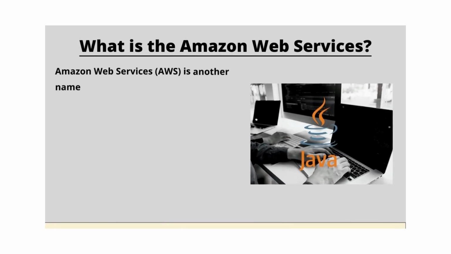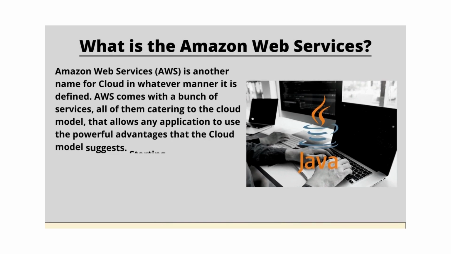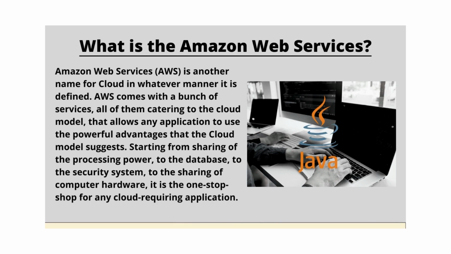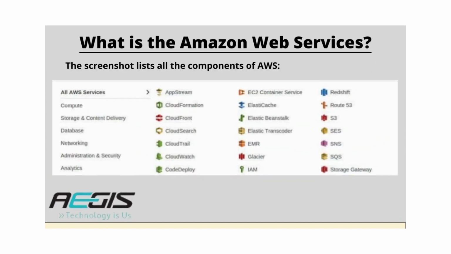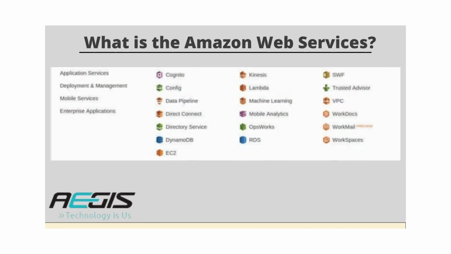Next, let's understand, what is Amazon Web Services? Amazon Web Services, AWS, is another name for cloud in whatever manner it is defined. AWS comes with a bunch of services, all of them catering to the cloud model that allows any application to use the powerful advantages that the cloud model suggests. Starting from sharing of the processing power, to the database, to the security system, to the sharing of computer hardware, it is the one-stop shop for any application requiring the cloud. The screenshot lists all the components of AWS as you can see here.